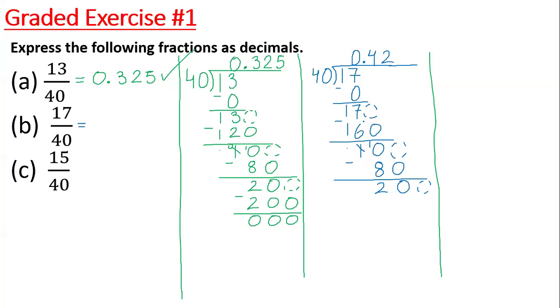How many times does 40 go into 200? That's going to be what? 5. 40 times 5 is what? 200. Very good. So we have 200 minus 200, which gives us zeros. All right, good. And finally, let me just put the answer.